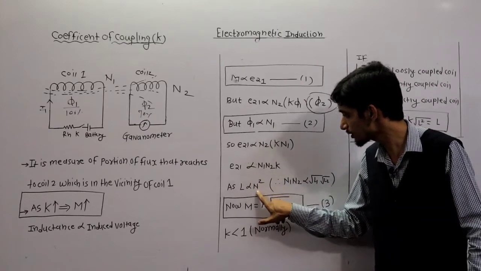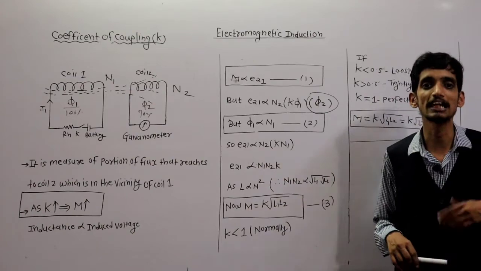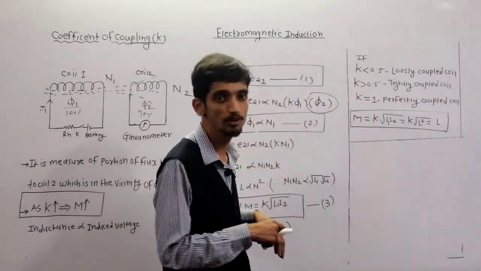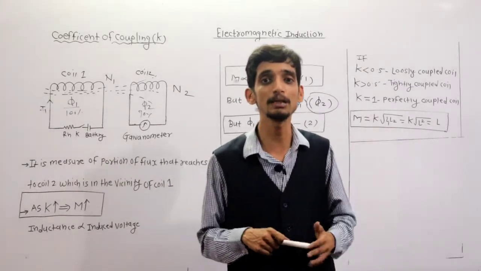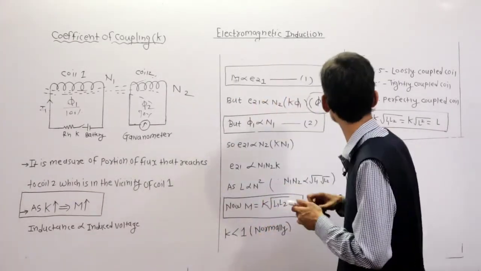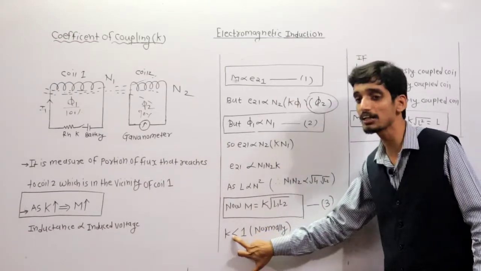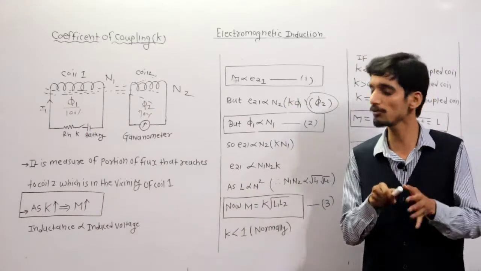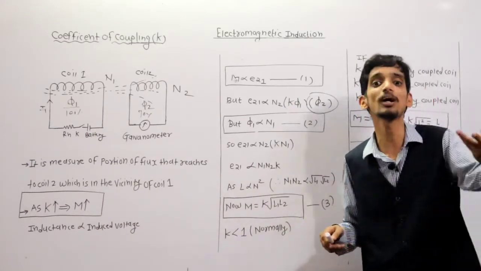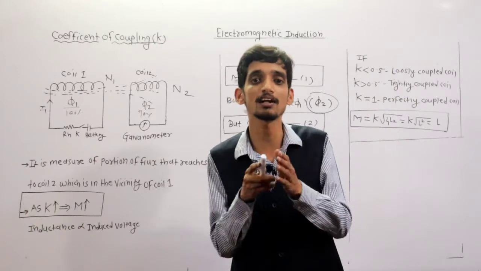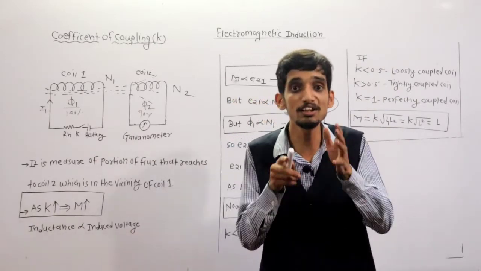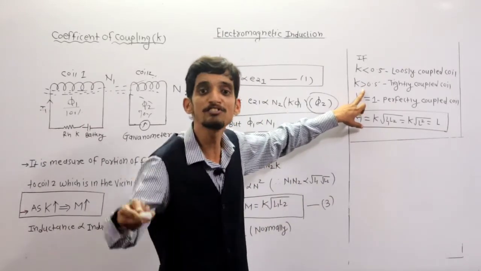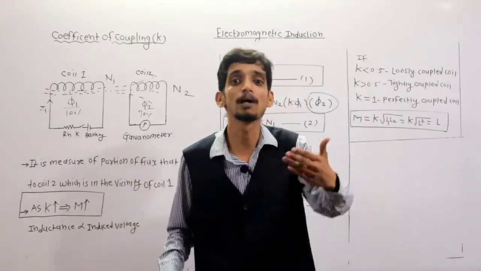Clear? So this is actually the EMF induced in the second coil. In this way we discussed the concept of coefficient of coupling in mutual inductance, and as we know, this particular K is called the coefficient of coupling. If the coefficient of coupling is less than 1, in that case the coils are loosely coupled, and if the coefficient of coupling is greater than 0.5, then these coils are tightly coupled.